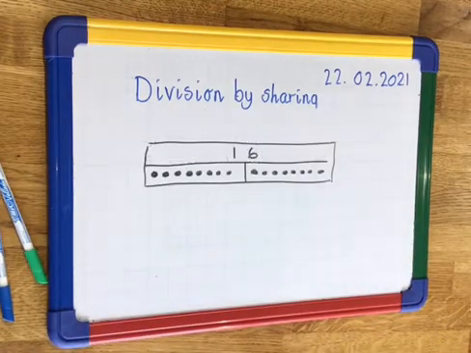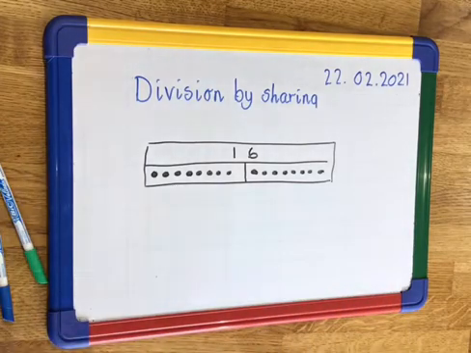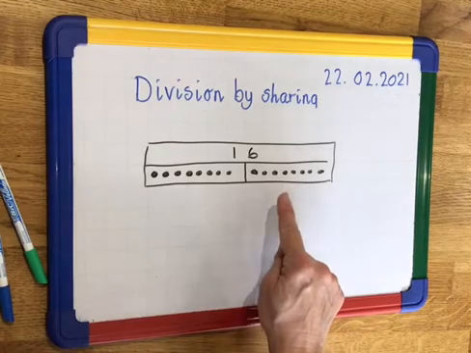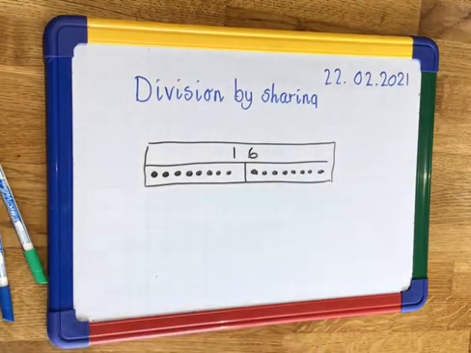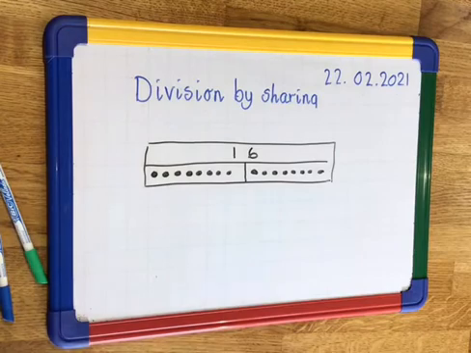Now children, can you see my bar model here? I've got a bar model here that shows I have divided 16 into 2 equal groups. What number sentence could I write for that? I'd like you to pause the video and talk to your grown-up. I wonder if you got the same answer as me.